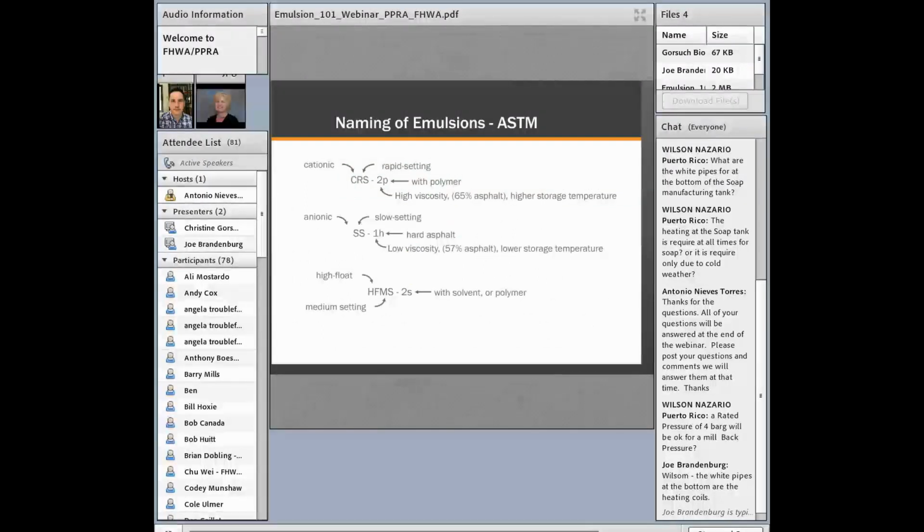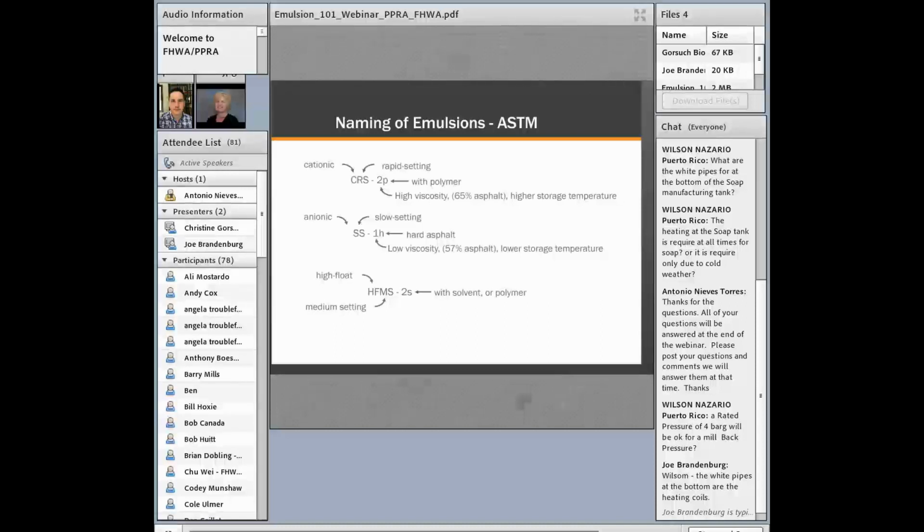So a little bit more about naming of emulsions. I've got three examples here. There are a variety of different emulsions that we use for different applications, and some of the naming is different depending on the state that you are in and the different ways the emulsion is used.